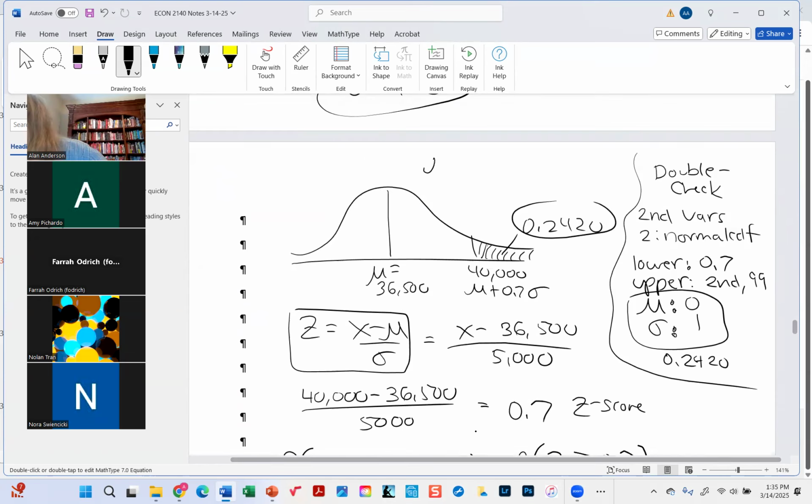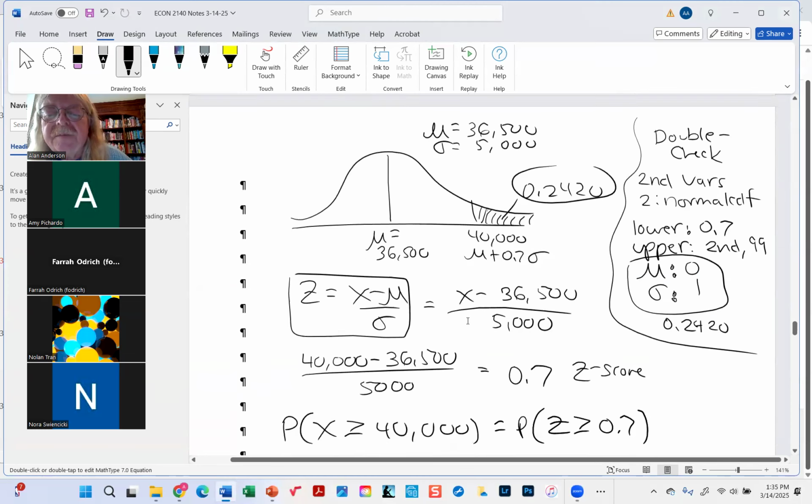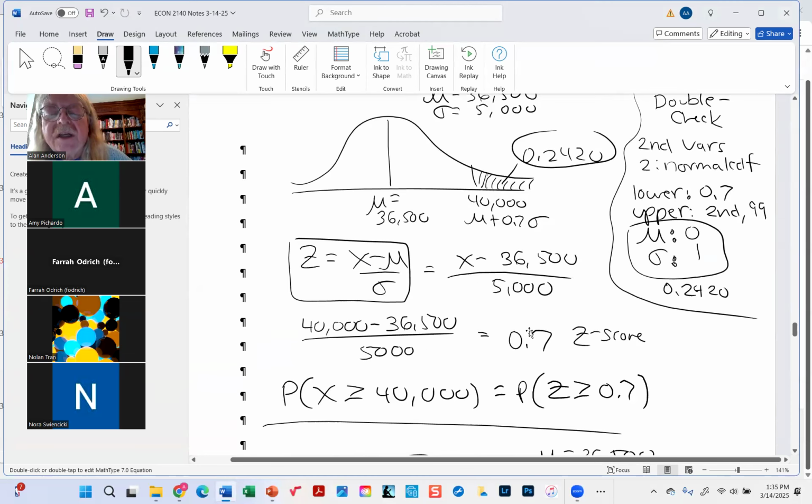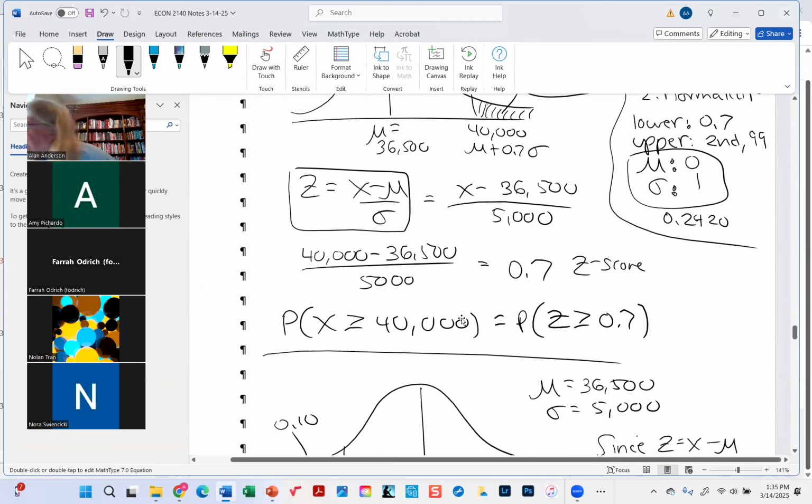Remember, X has a mean of 36,500, and the standard deviation is 5,000. Those get plugged into my formula. The X depends on what problem I'm working on. In this case, I need to know the z-score associated with 40,000 miles. So when you plug these in, you'll get an answer of 0.7. So in other words, 40,000 is 0.7 standard deviations above the mean, and that means that these two probabilities are equal to each other.